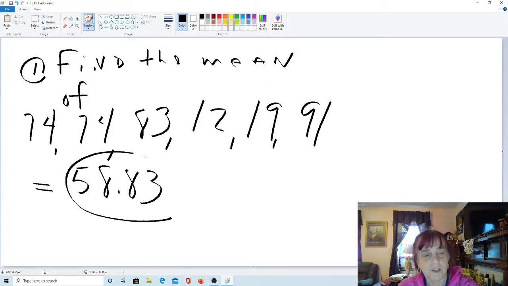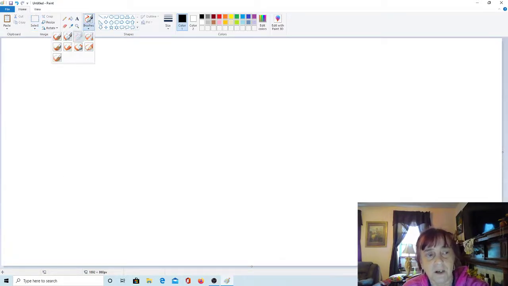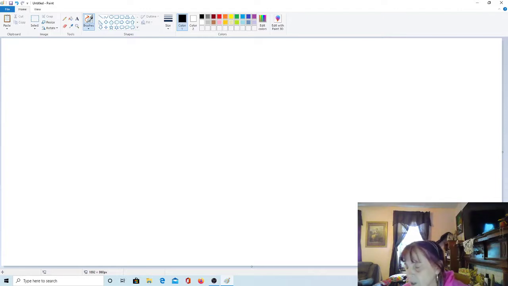So, in other words, these two low scores, 12 and 19, brought your average way down. If you didn't have those two low scores of 12 and 19, then your average would have been a lot higher. So one high score or one low score in a set of data can make a big difference in your mean if you have a small amount of numbers. Now, if you have a large set of numbers, one low score really won't matter a whole lot, like 100 of them or something.